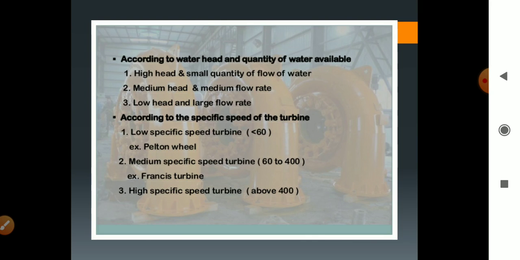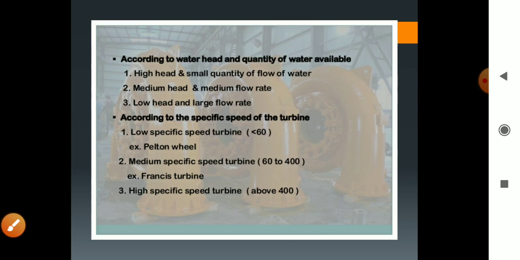We can also classify these on the basis of the specific speed of the turbine. So what is the specific speed? The question arises here. We can say that specific speed is the speed at which a unit value of head delivers unit power.